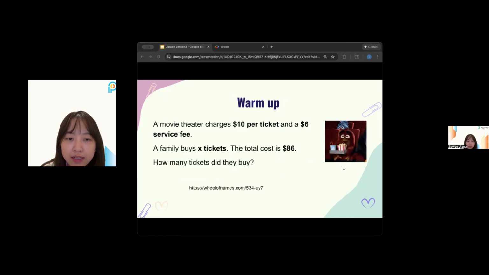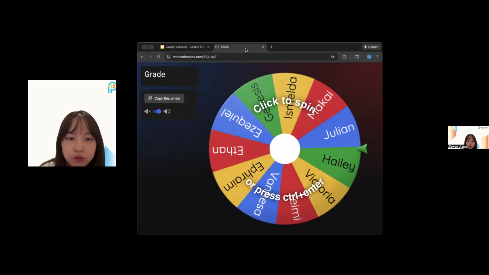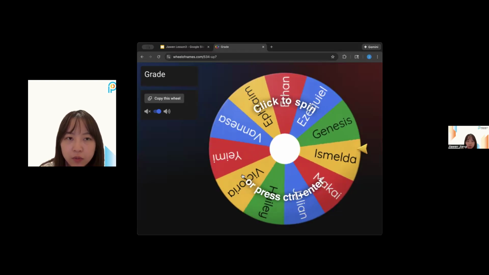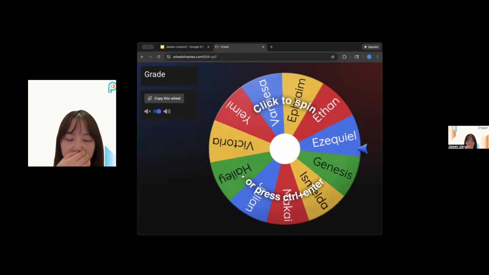Let's warm up with a problem. I'm going to give you 2 minutes to solve this equation, and please send your answer through the chat. When you're done, I'm going to call somebody to give me your answer and explain how you think about this question.